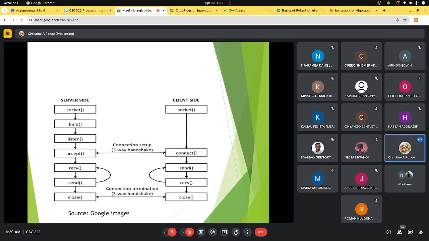And when the client is through with that communication, then they issue the close command. The close command is the one that terminates the connection.